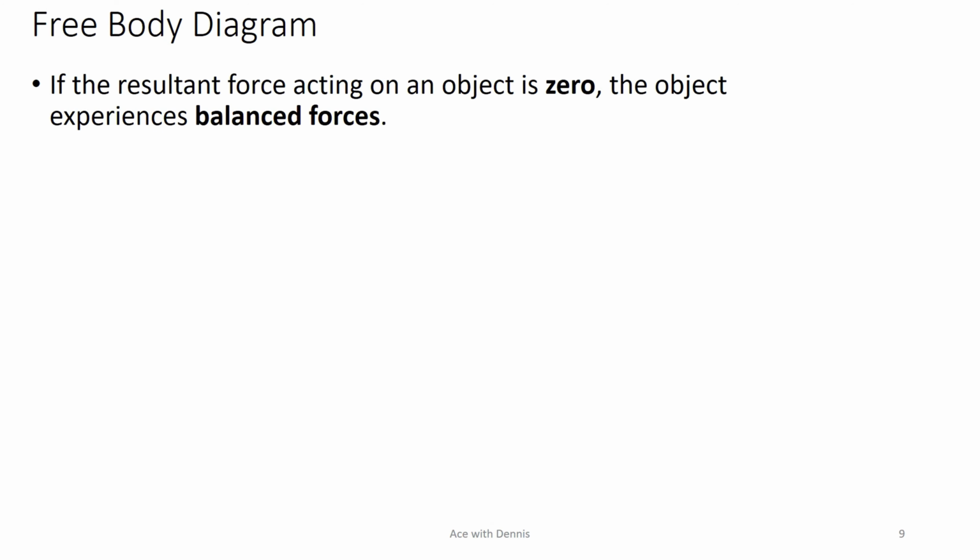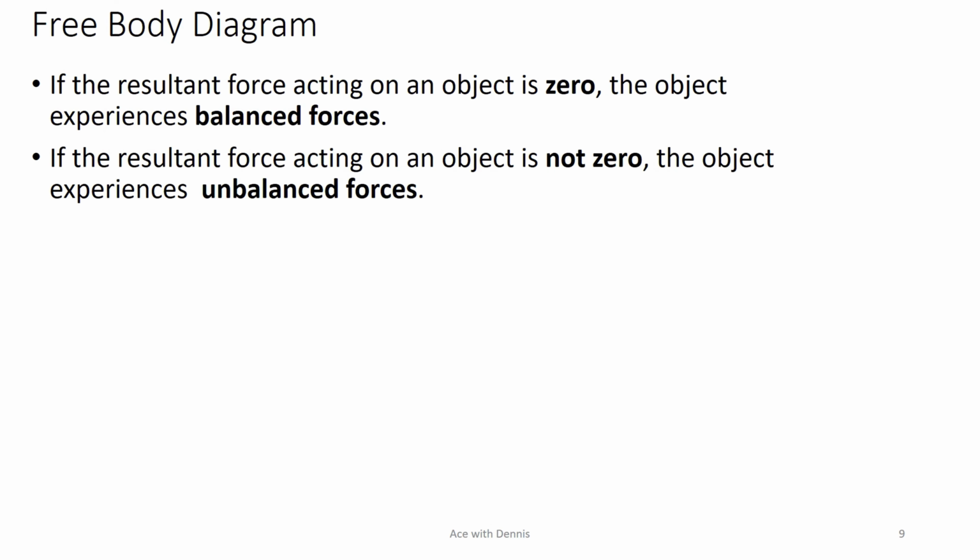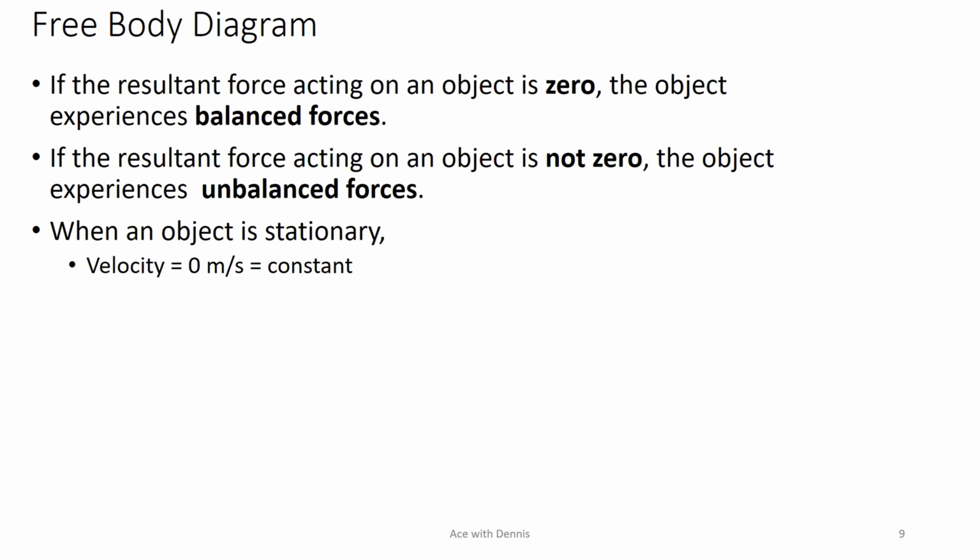If the resultant force acting on an object is 0, the object experiences balanced forces. If the resultant force acting on an object is not 0, then the object experiences unbalanced forces. When an object is stationary, velocity is 0 or a constant, acceleration is 0, the resultant force is 0.